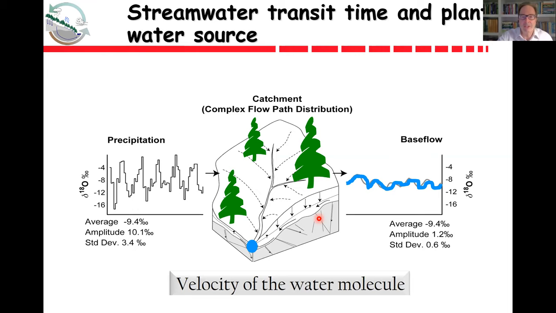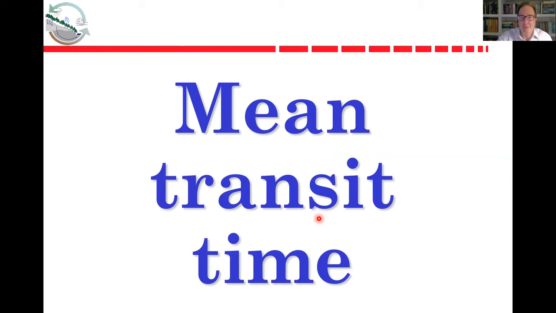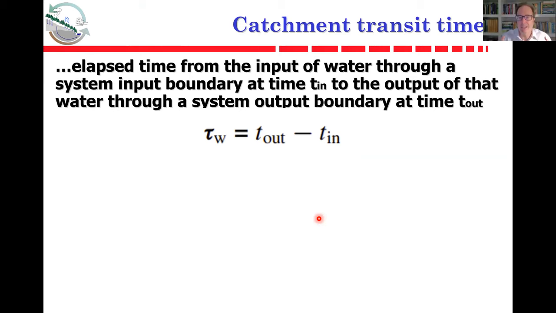Okay, transit time or mean transit time. We're going to first think about what are some definitions we're going to use to talk about these words. And let's talk about catchment transit time. It's really an elapsed time, as you can see in this equation, TW equals T out minus T in, the elapsed time from the input of water through the system input boundary.